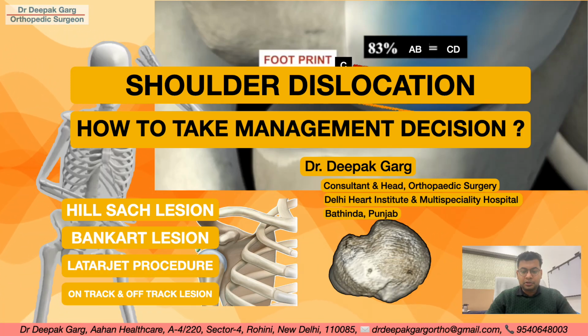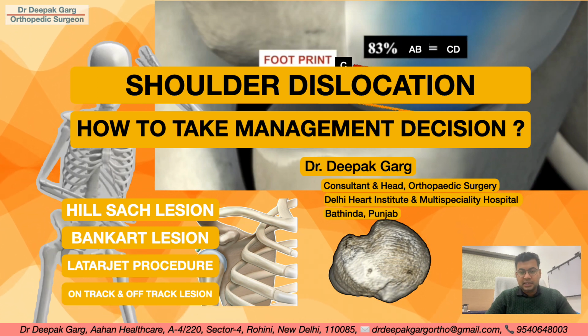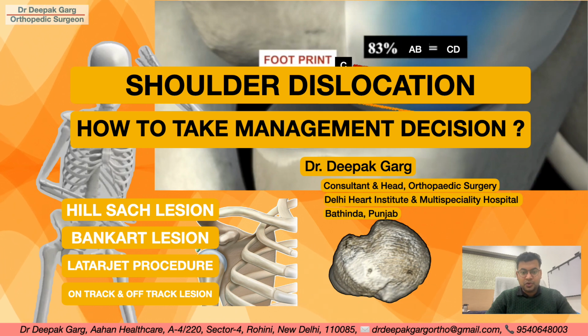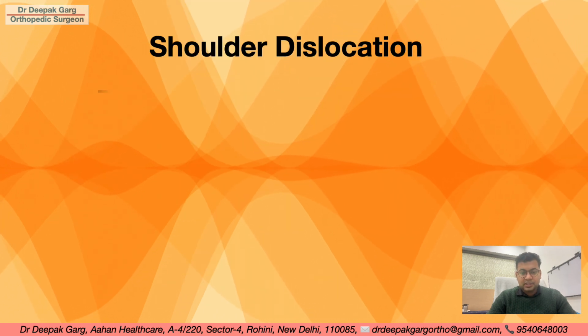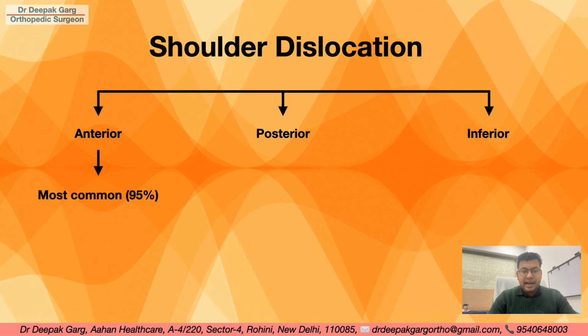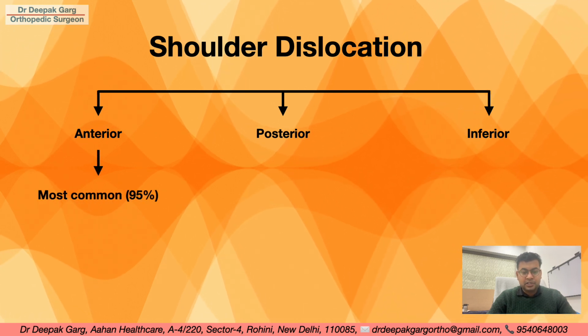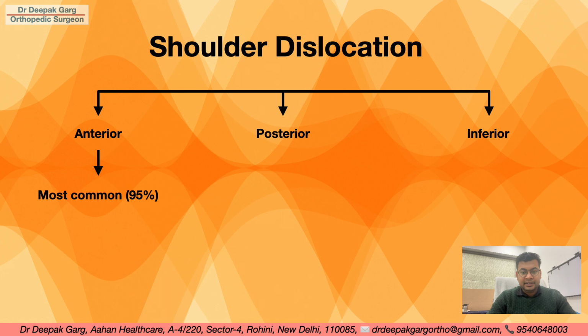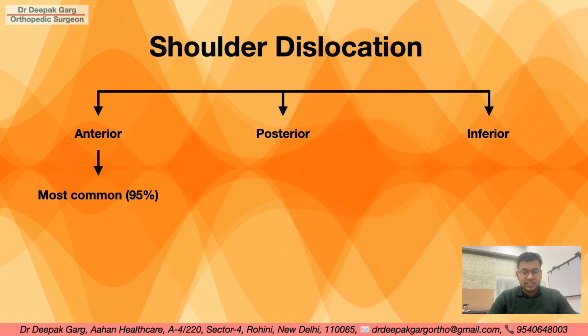Deepak Garg. I am an orthopedic surgeon and today we will discuss shoulder dislocation and how to take management decisions in cases of either acute shoulder dislocations or recurrent shoulder dislocations. Broadly, shoulder dislocation is of three types: anterior, posterior and inferior. Anterior is the most common type, which constitutes 95% of all shoulder dislocations.